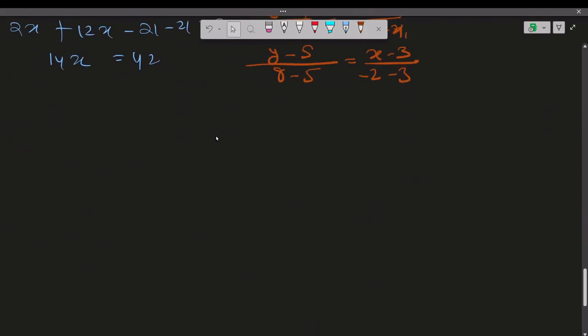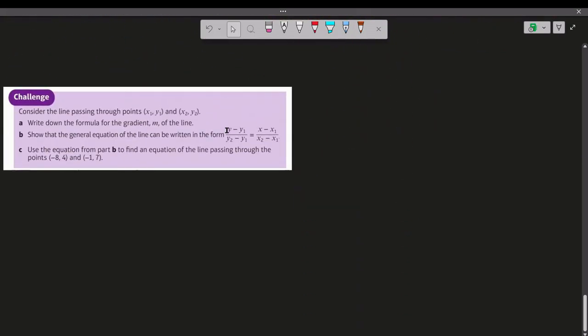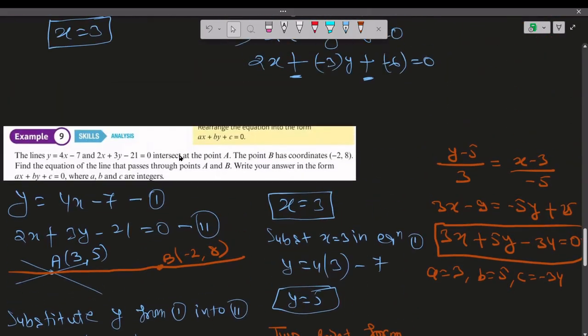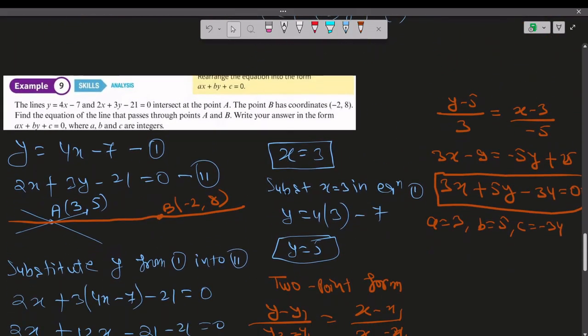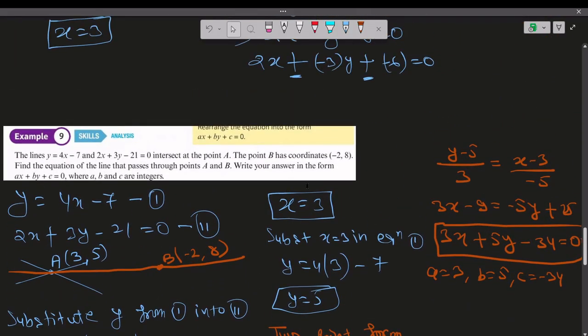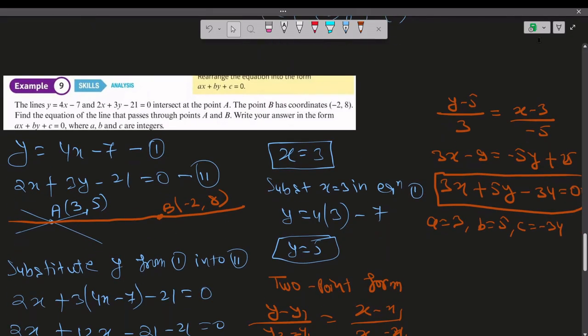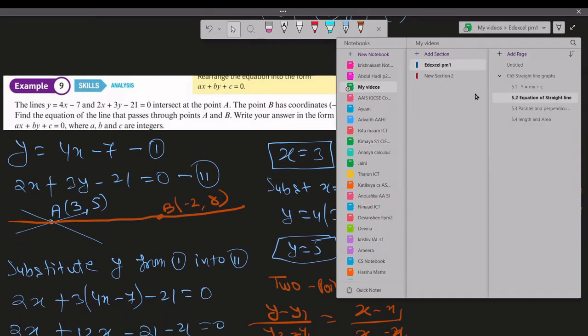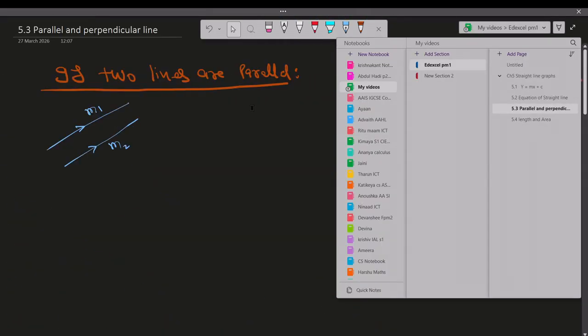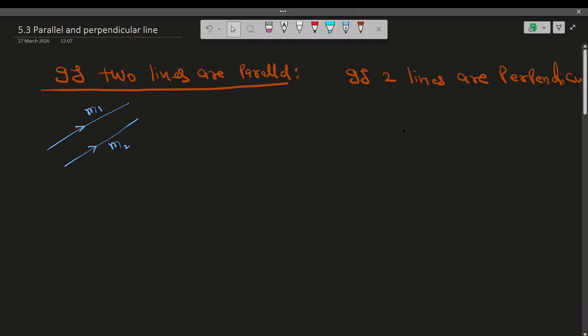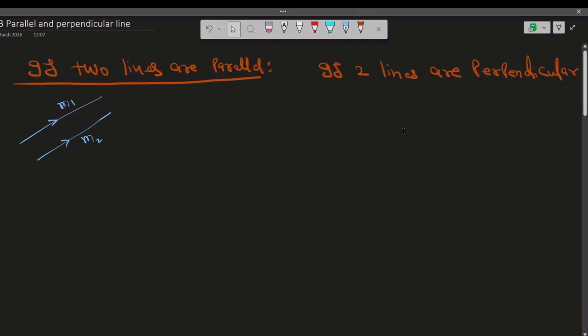So here we solved this example 9. So this is just the discussion of that part. We are good to go about finding the equation of lines. Let us do the next topic: what about two parallel lines and two perpendicular lines? That we have to understand.